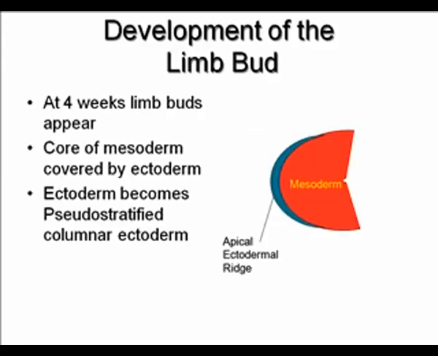So, to begin, at 4 weeks the limb buds appear, and their appearance is signaled by a thickening of the ectoderm, which covers a core of mesoderm where the cells have begun to proliferate. The ectoderm becomes pseudostratified in appearance and is called the apical ectodermal ridge.